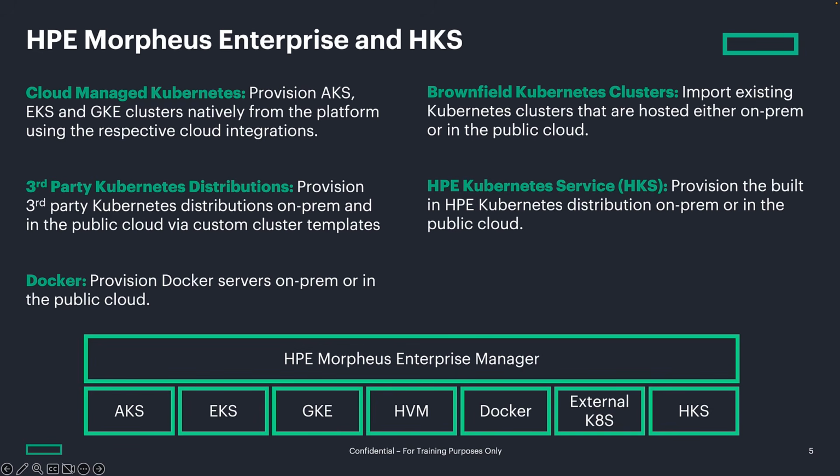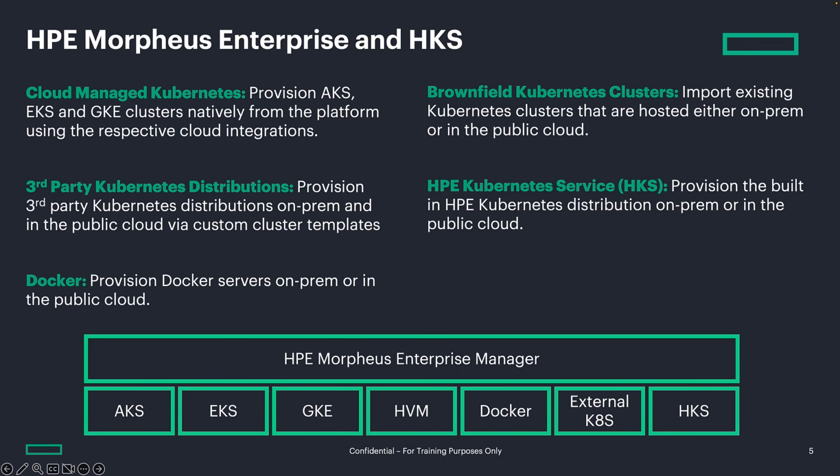Before we dive into HKS, it's important to highlight that HPE Morpheus Enterprise delivers far more in the Kubernetes space than just HKS clusters. The platform can provision public cloud-native Kubernetes services, including AKS, EKS and GKE within their respective cloud environments, provided these integrations are already in place. Through custom cluster layouts, it can be configured to deploy other third-party Kubernetes distributions, both on-premise and in public clouds.